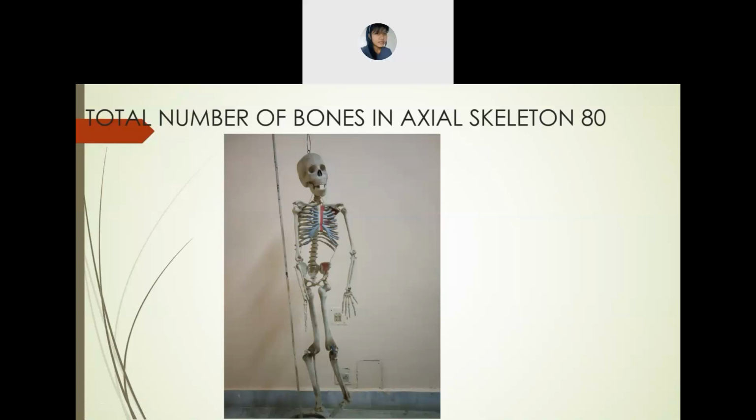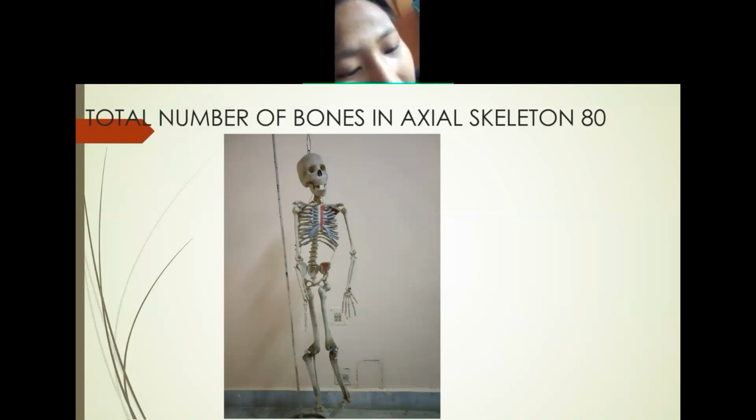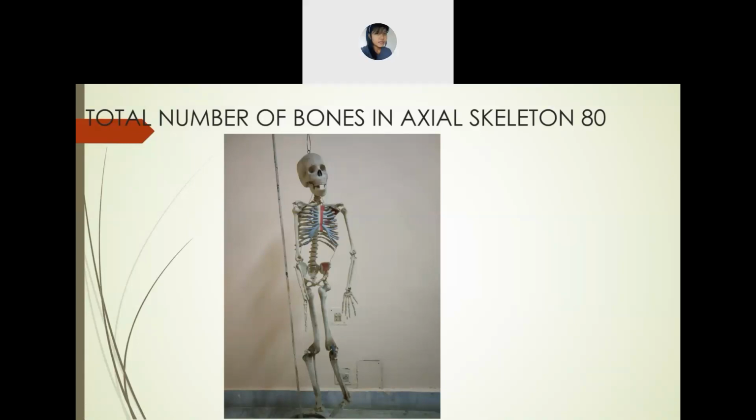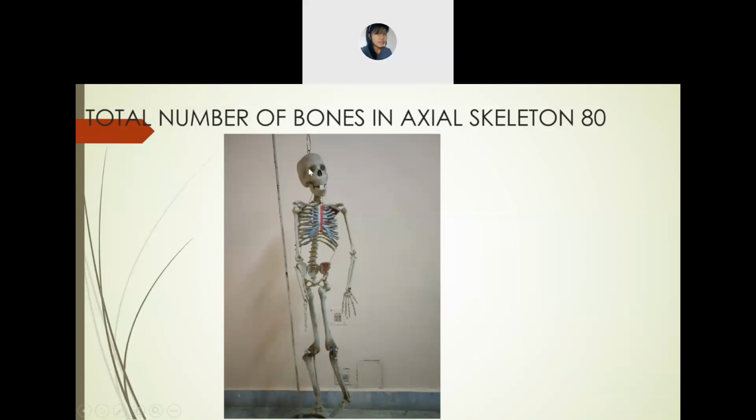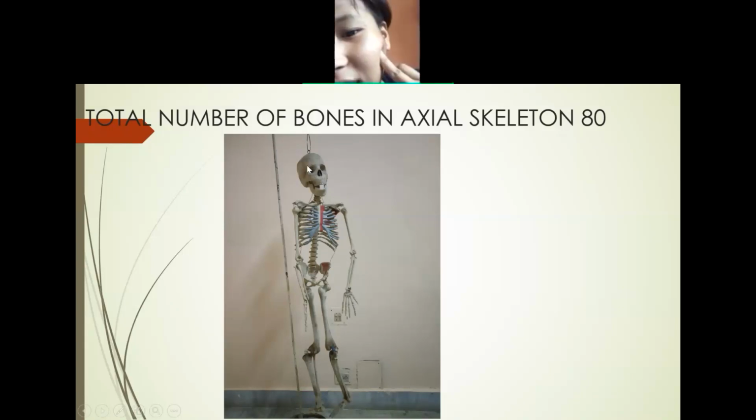Ma'am, bones along the axis of the body, including the skull, vertebral column, and rib cage. Okay, where is the skull? Wait, I'll point and you tell me. Is this your skull? No, ma'am. Is this your skull? No, ma'am. Is this your skull? No, ma'am.